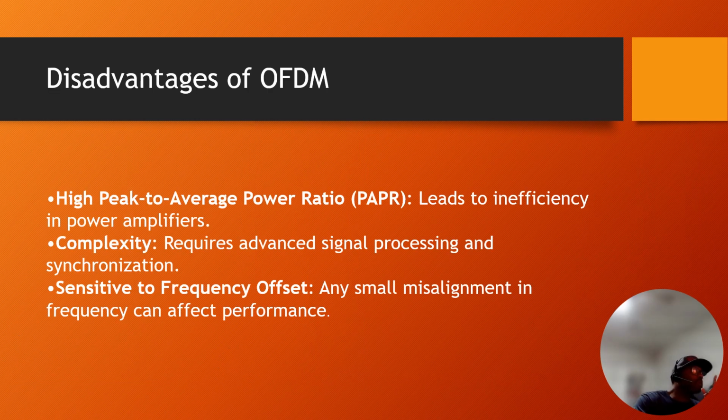Disadvantages of OFDM. The complexity of OFDM is a disadvantage because it means that devices using OFDM need more powerful hardware, increased power consumption, and more precise timing, and that can be more expensive, harder to implement, and less efficient in low power devices like older or simpler systems. Also, any small misalignment in frequency can affect performance.